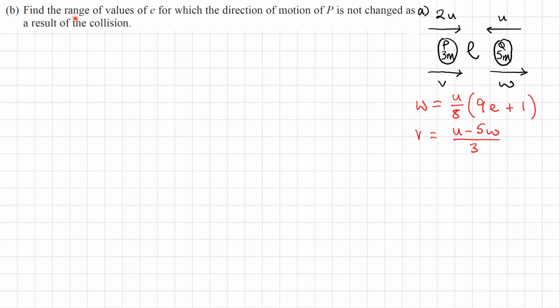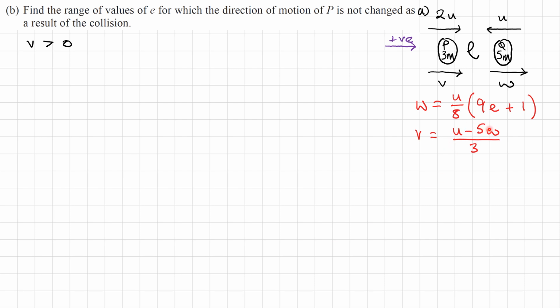Part B, find the range of values of E for which the direction of motion of P is not changed as a result of the collision. Now I've got the results here from part A there in red and the diagram from part A. Because I took to the right as positive, the direction of motion of P will not be changed if V continues in this same direction as it was before, which means that V needs to be greater than 0. It needs to be positive.